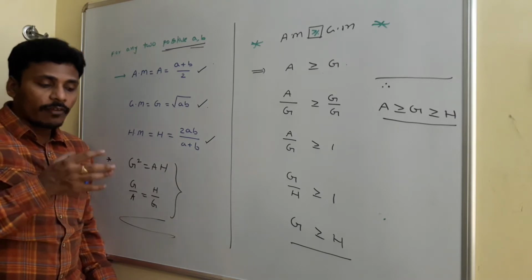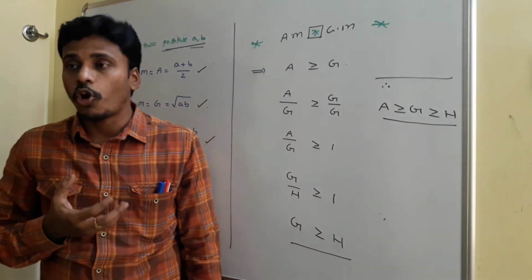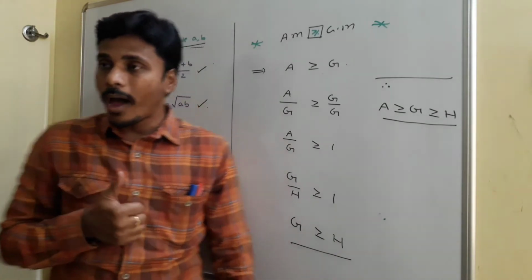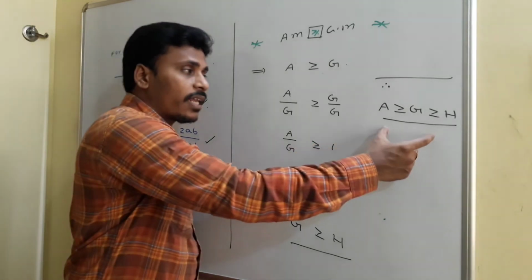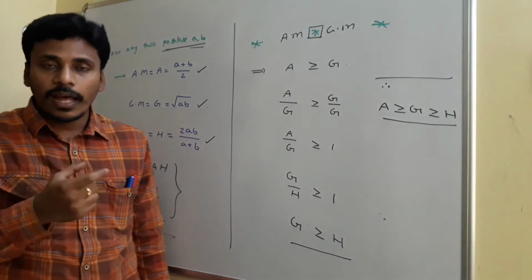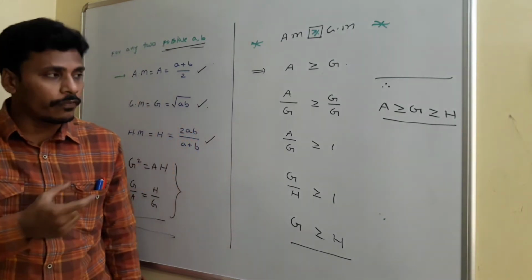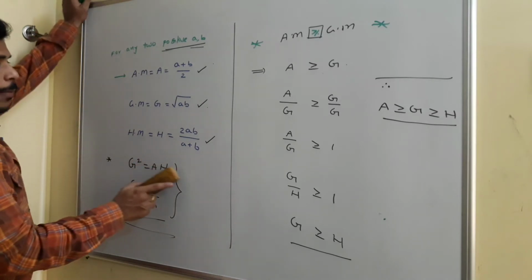Have a look at this. And finally, at the end, we have two relations related to the arithmetic mean, geometric mean, and the harmonic mean. One relation is that g square is equals to ah, and the other relation is that a is greater than or equals to g is greater than or equals to h, right? There are different situations where we need the benefit of these relations, okay? I am erasing this.